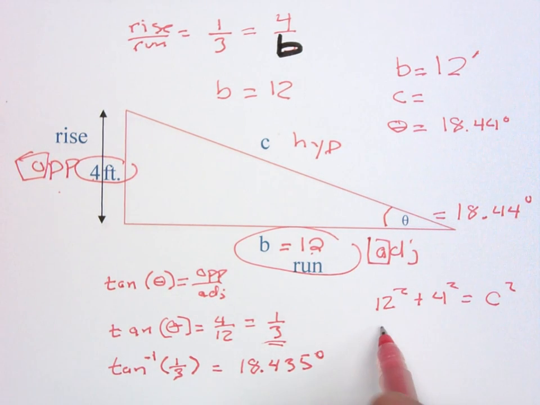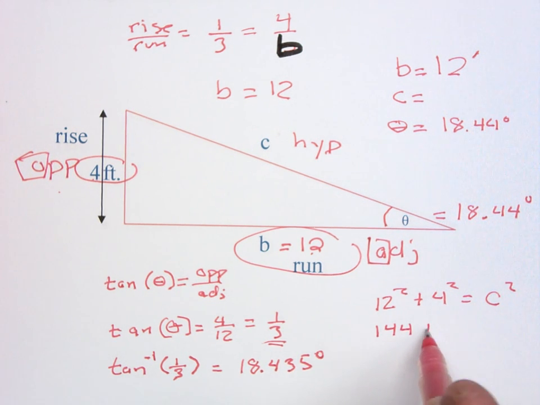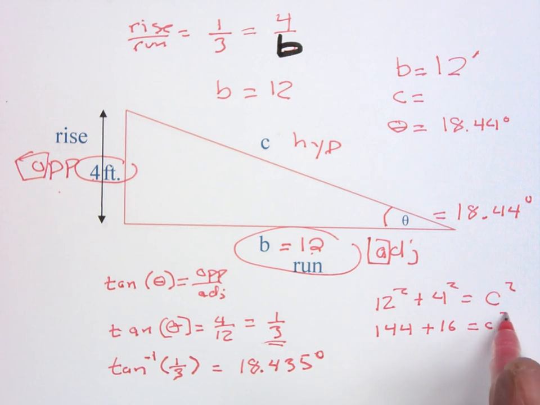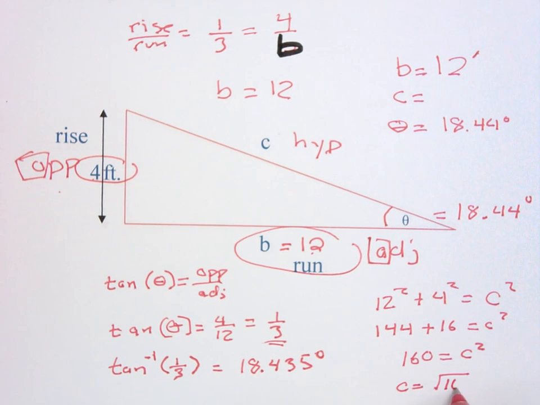What's 12 squared? 144. Plus 16 equals C squared. And what's that give us? 160. So 160 equals C squared. So how do we find C? C is the square root of 160.